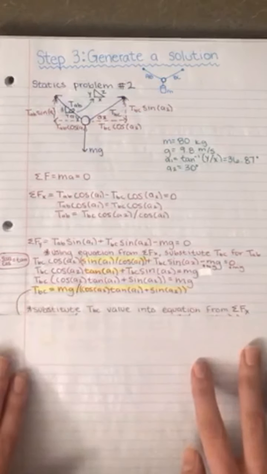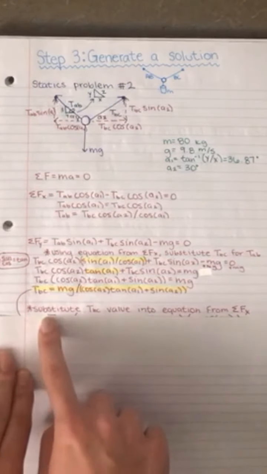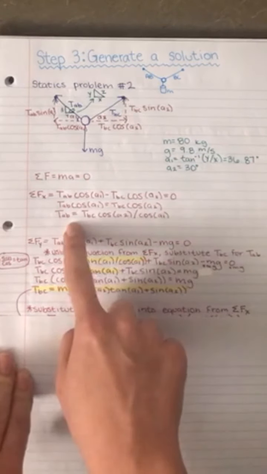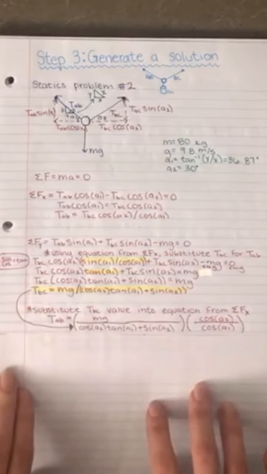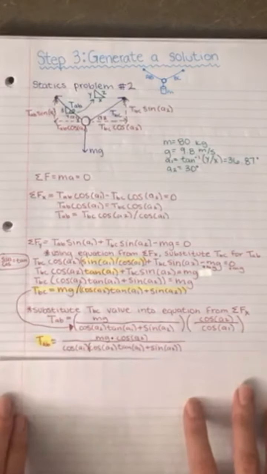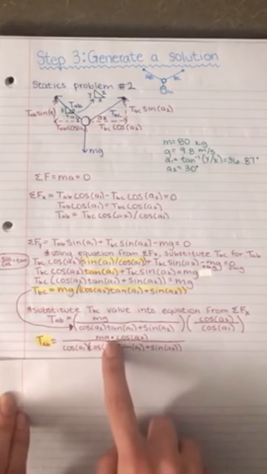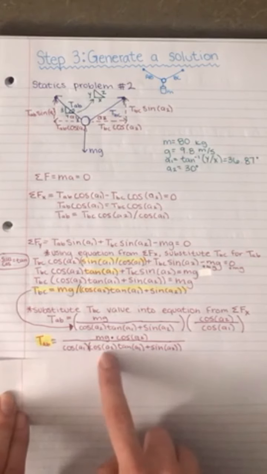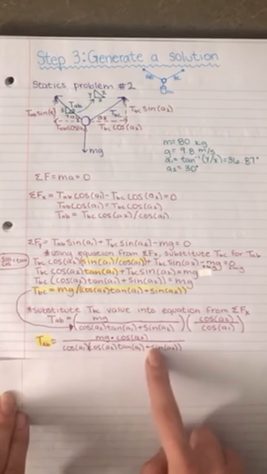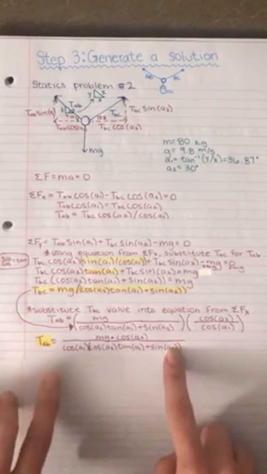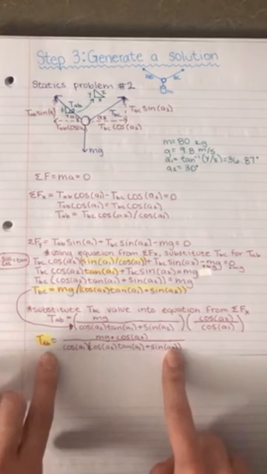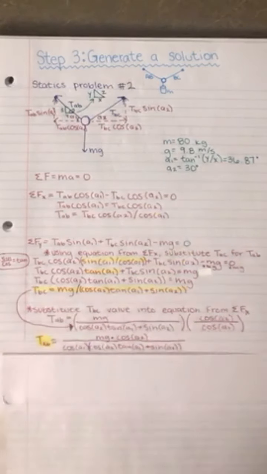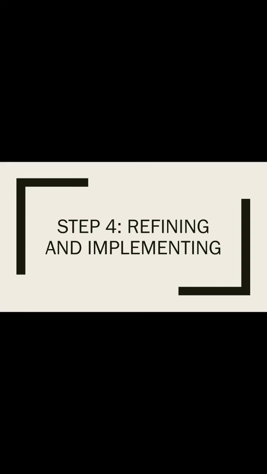Alright, and then we're going to substitute the value we found for tension in BC into our equation from above, so this one up here. Once we do that, we do some algebra, and we're left with TAB is equal to mg times cosine A2 over cosine A1, cosine A2, tangent A1 plus sine A2. And then we're also going to plug this into our Excel spreadsheet to generate a solution for the tension in AB. Alright, Amber's going to do the next step using these equations.